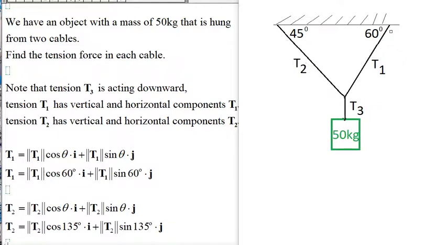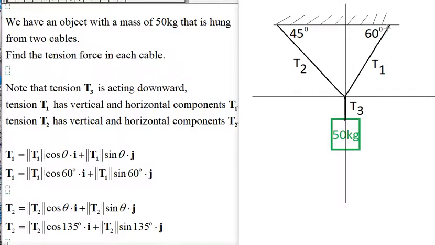And so let's look at cable number 1, and think of this as a vector. This angle right here is 60 degrees. Let's go ahead and draw the x-axis right here, and then the y-axis will be from here to here. So here we have the x-axis, and here we have the y-axis. This angle right here is 60 degrees, and therefore this angle right here will also be 60 degrees.